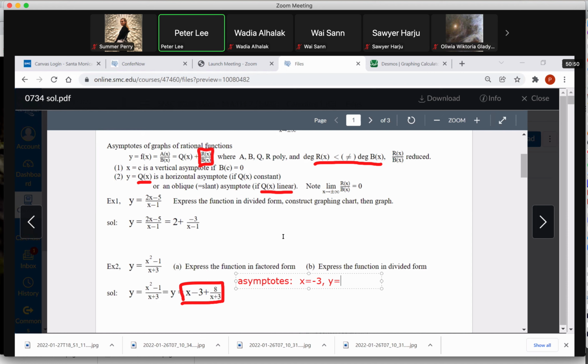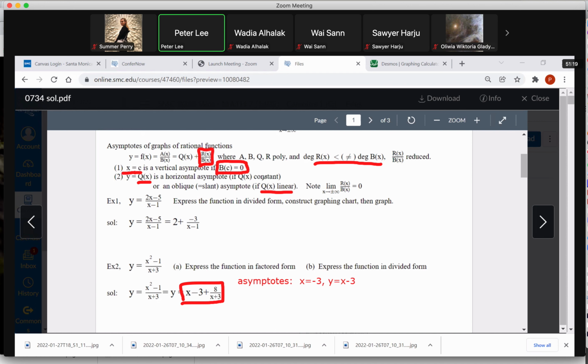Now let's look at the language here. It says this is x minus 3. So we have two asymptotes. What are the two asymptotes? The two asymptotes are x equals negative 3 and y equals x minus 3. So I want you to understand this language once again. Look at this. It says here, if c is a number which makes b of c equal to 0, then x equals c is an asymptote.